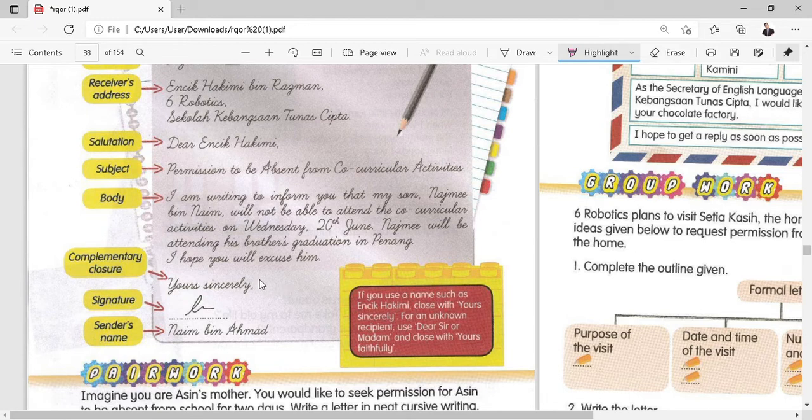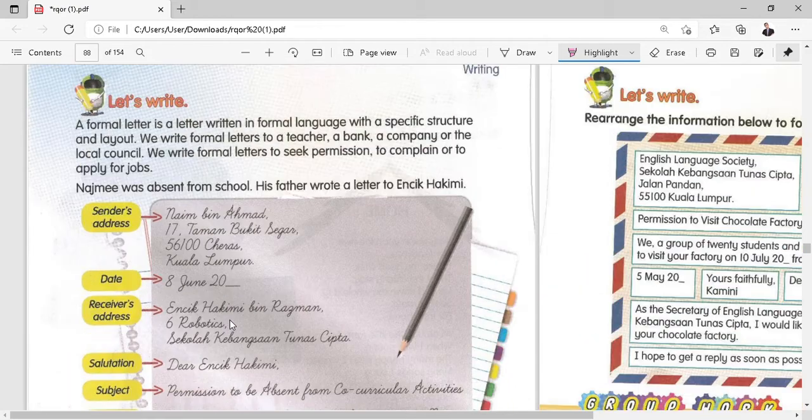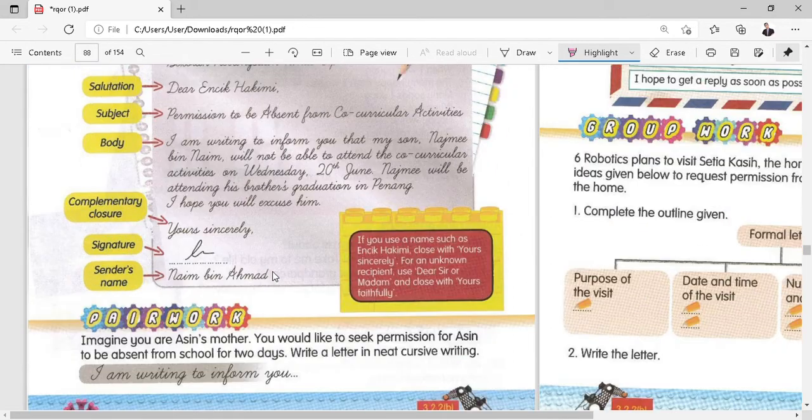Put your signature, the person who writes, and also the sender's name. Since this is written by Najmi's father, and his name is Naim bin Ahmad, he must write his name, Naim bin Ahmad, after the signature. So let's read this note.